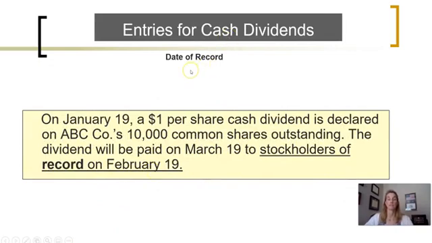The next date is the date of record. Recall that the date of declaration was January 19th. The date of record is February 19th. In the accounting department, no entry is required. There is nothing that affects the accounting books.